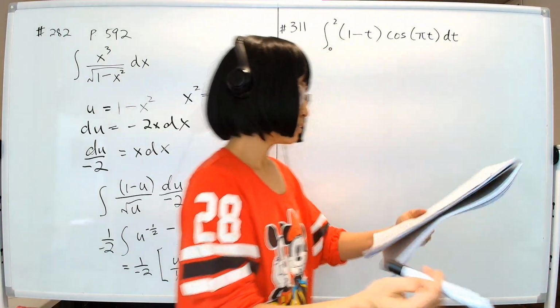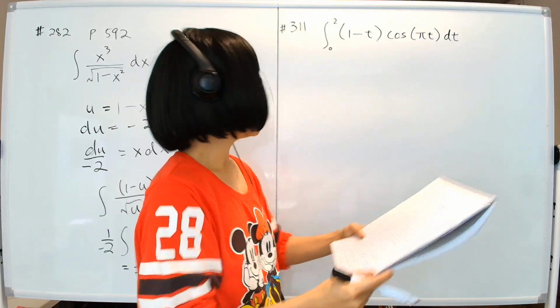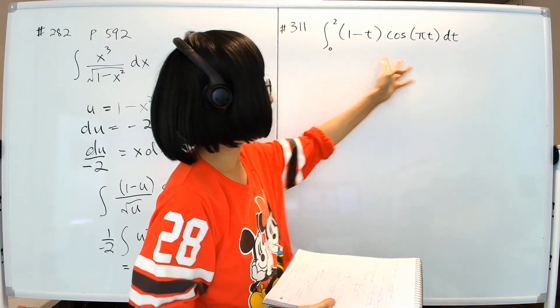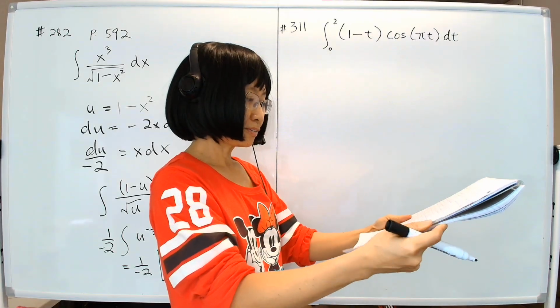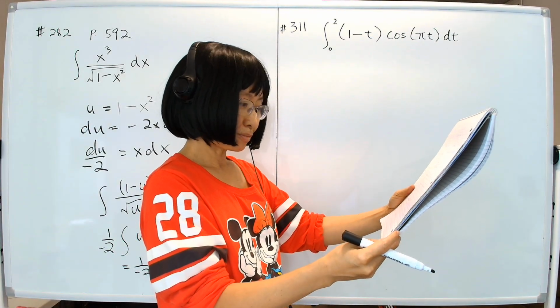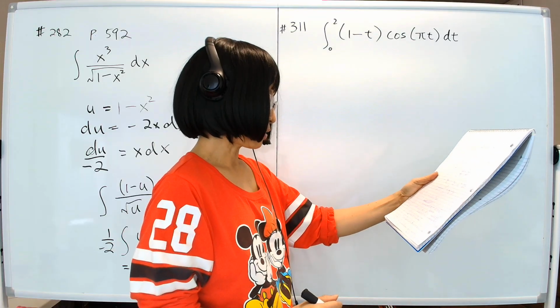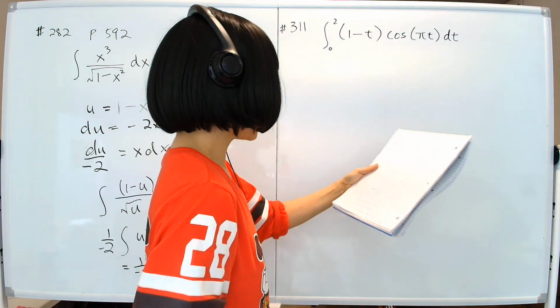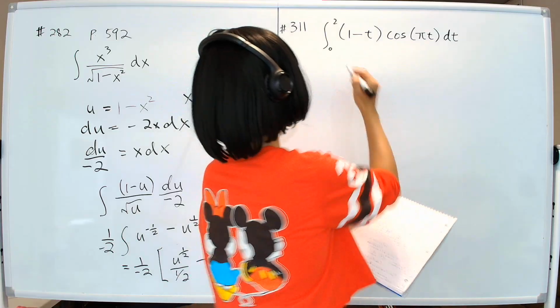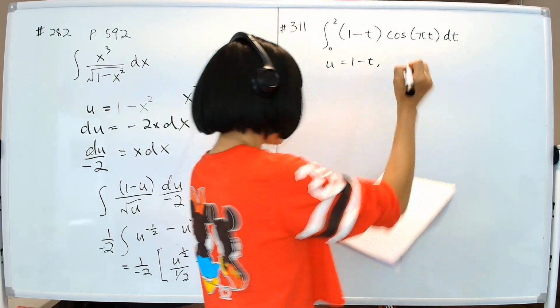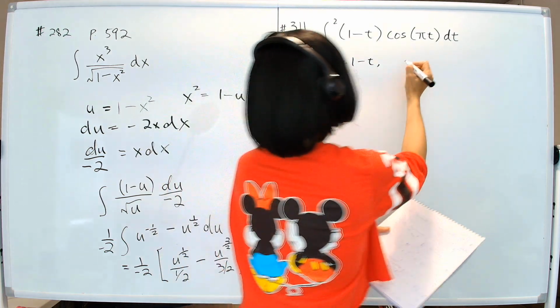Next, let's talk about problem 311, where we're supposed to calculate this integral and show that e equals 0. Now to do that, we have to pull out some trigonometric stuff. So let's do that. What we're going to do is let u equal 1 minus t. So u equals 1 minus t, and then du, of course, equals minus dt.